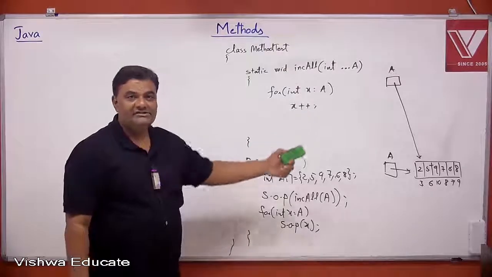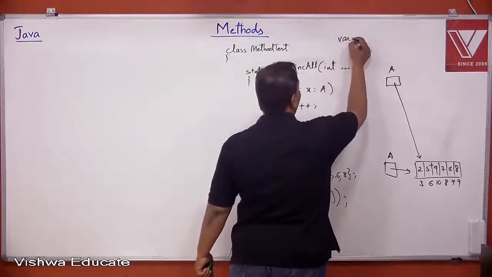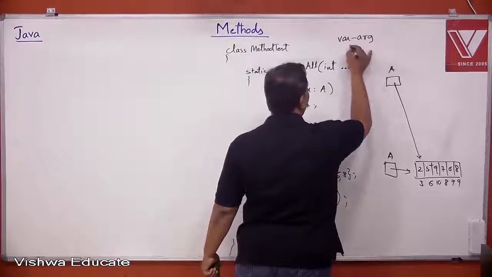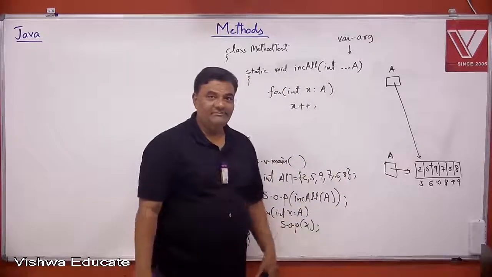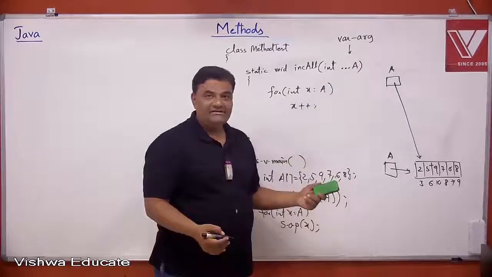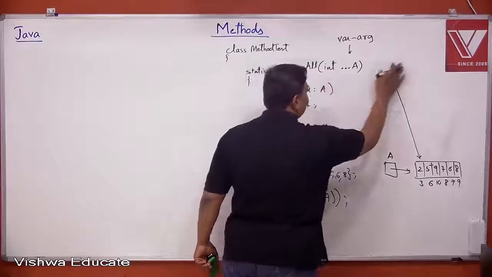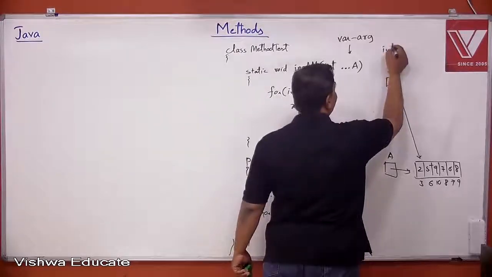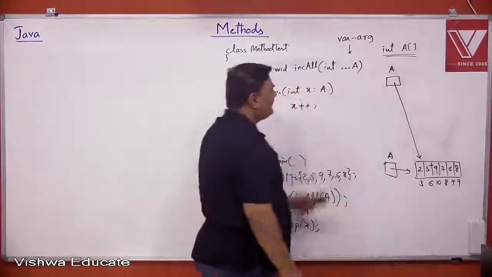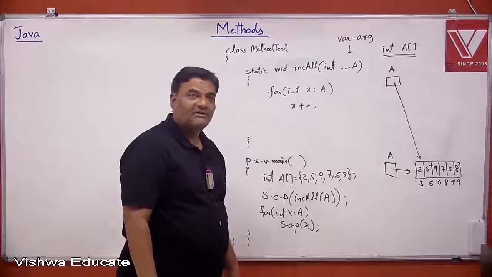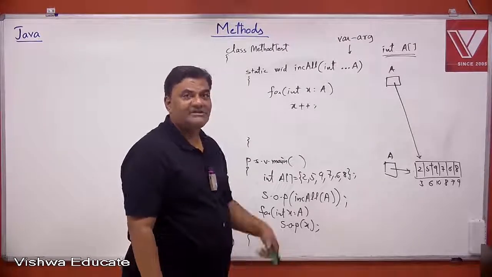This is introduced in Java 1.5 and it is called var arg, variable arguments, dot dot dot before the variable name. That is nothing but the same as what was there just now. I will write here: same as integer a, this bracket. It is the same as this one. Yes, it's variable length argument. Variable length arguments means array of values.